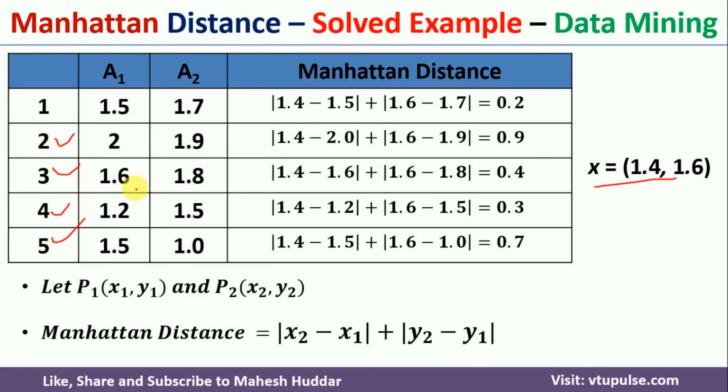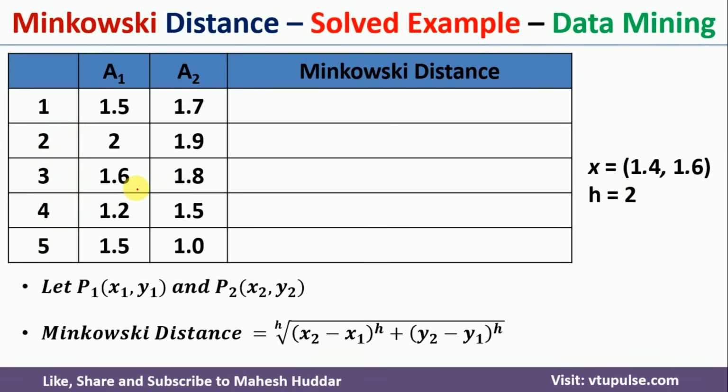Coming back to the next distance measure, that is Minkowski distance. If you want to find the distance between P1 and P2, again we need to use this equation. If you look at this equation, it is almost similar to the Euclidean distance formula. In Euclidean distance, we used to take the square root. In this case, we have taken the h-th root. Again, in Euclidean distance, we write the square, that is (x2 minus x1) squared. In this case, we have written power h. Based on the value of h, this formula will become different.